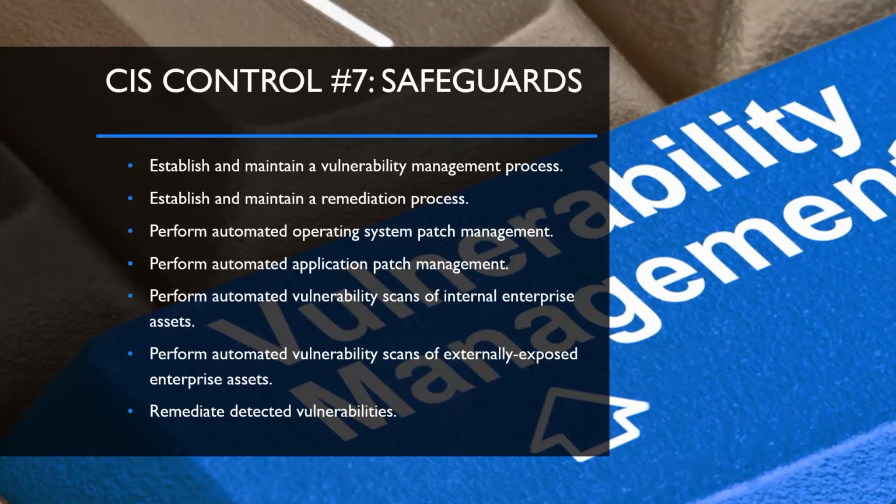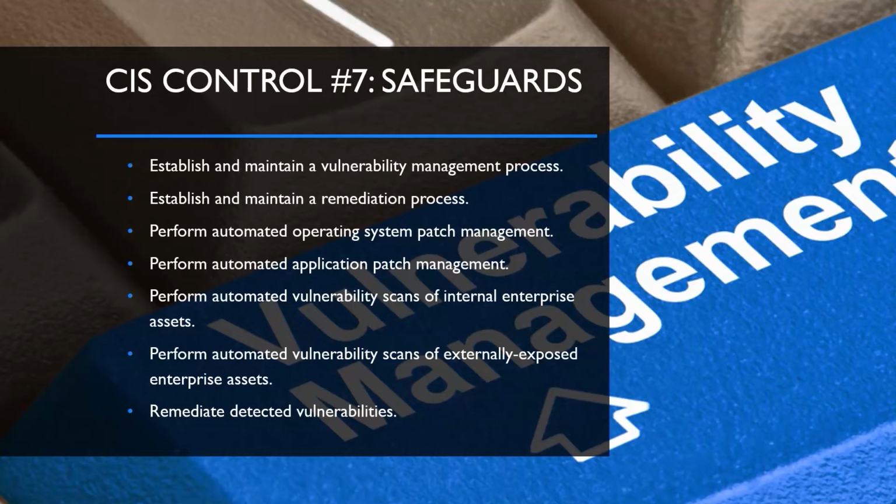Another safeguard is performing automated vulnerability scans of internal enterprise assets as well as externally exposed assets. So again, how can we automate this? There's so many tools out there. There's tools like Nessus Vulnerability Scanner, OpenVAS, or Greenbone. There's so many tools out there that you can use for vulnerability scanning that will give you good automation as well as help you identify what vulnerabilities you may have.